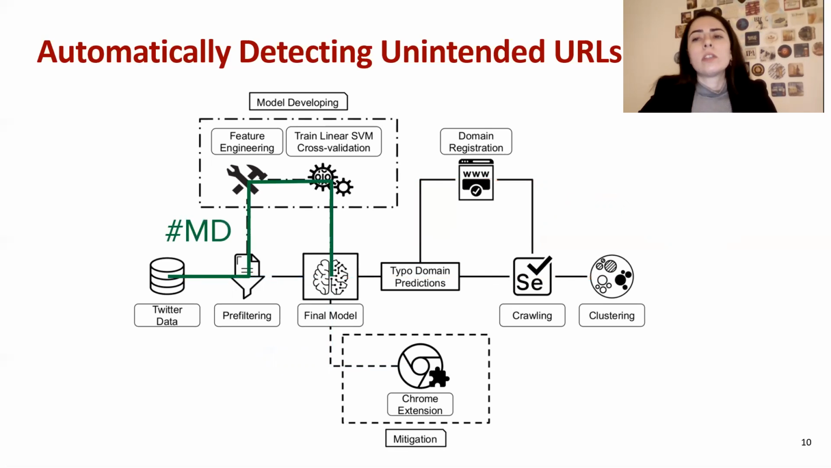I want to start by explaining the first component, which is the model developing part. Here we start by setting up a data collector for Twitter that collects 1% of the tweets posted worldwide daily, and then we apply a pre-filtering mechanism to those tweets. We have several different filters on this step, one of which is to filter out the tweets that do not contain URLs. We also do some manual inspections on the URLs inside of those tweets to come up with the features for our classifier. Then we collect a set of tweets, and we manually label the URLs inside of those tweets as unintended or intended. Then we use this manually labeled dataset to train our linear SVM classifier. And finally, we obtain our machine learning model.